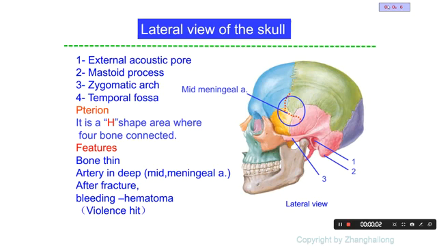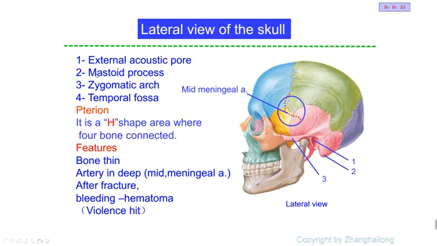Okay, now let's study the lateral view of the skull. Now you see the skull on the lateral side. You can see different bones: frontal, parietal, temporal, sphenoid, occipital, zygomatic, mandible, and others. And you can see in the center of the temporal bone there is a pore opening. This one is the external acoustic pore, in the center of your ear.